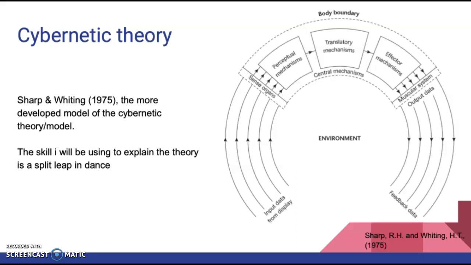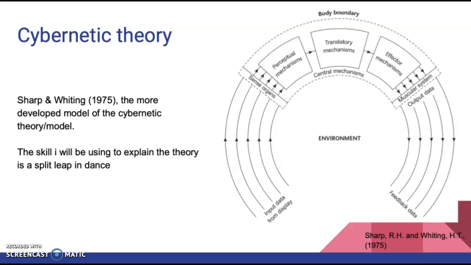To link this into a split leap in dance, the perceptual mechanism would be how much space there is to perform the movement, where the performers are moving to, and will they hit them, as well as where the specific performer who's practicing the split leap is moving to. The translatory mechanism is a step-by-step of how the movement is going to be carried out and how much space the movement is going to need. This is how the motor program is made.